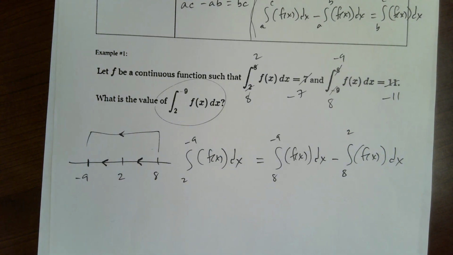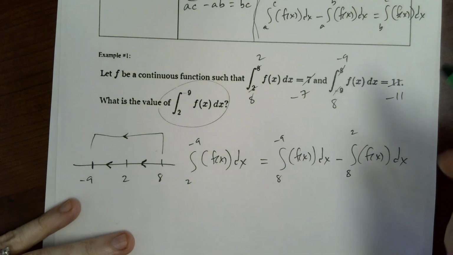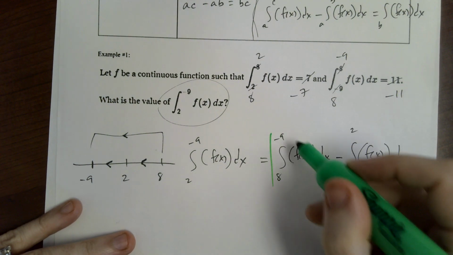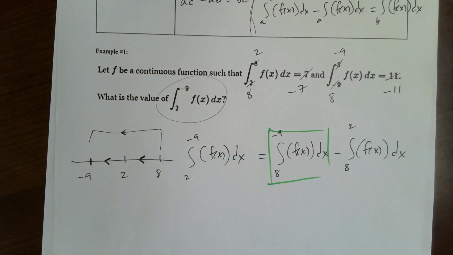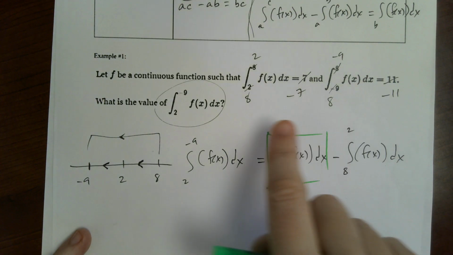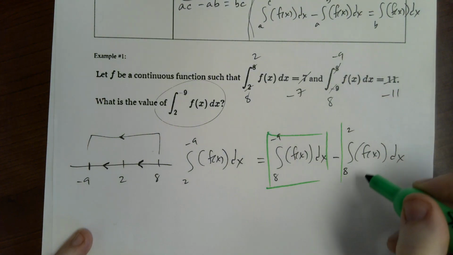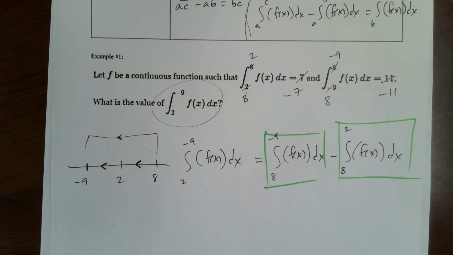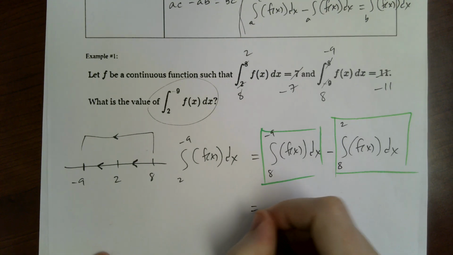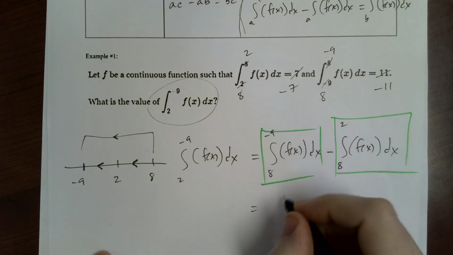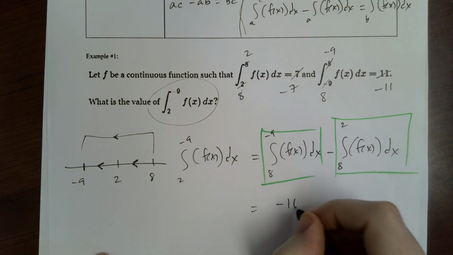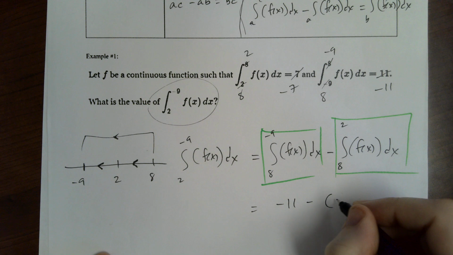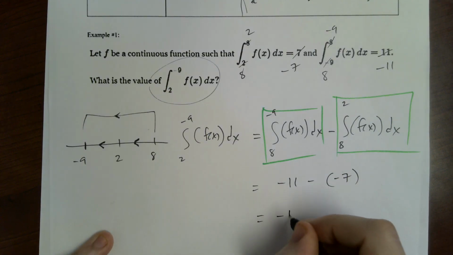Okay, so you need to write that sentence there. And then you see if they've given you what you need. So right here, this integral, I know it's -11. And then this one as well, I know, and that's -7. So this entire integral is -11 minus, this entire one is -7.